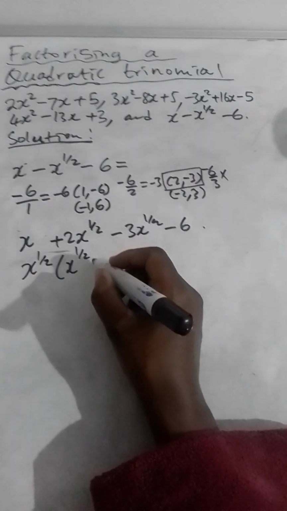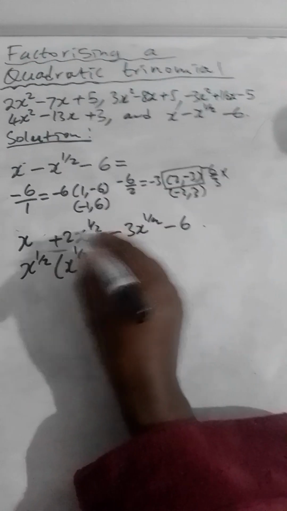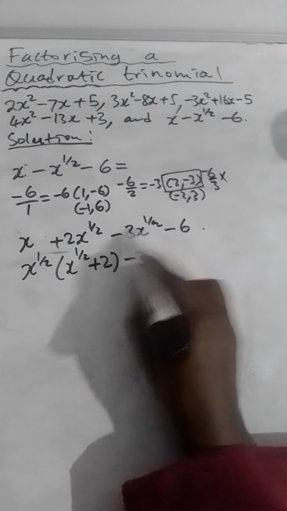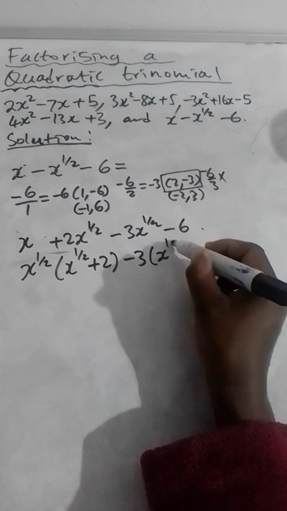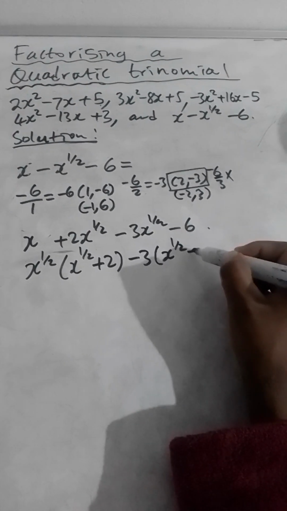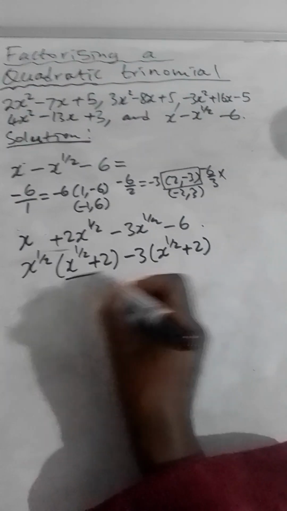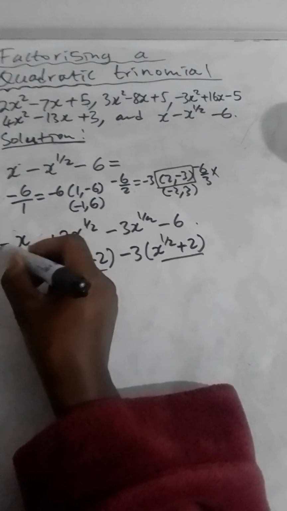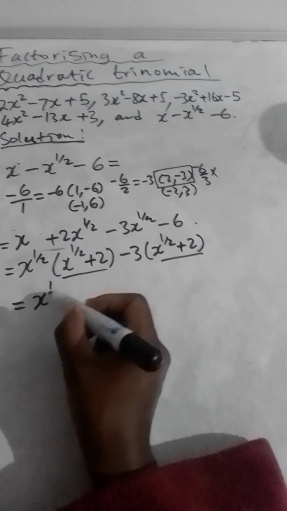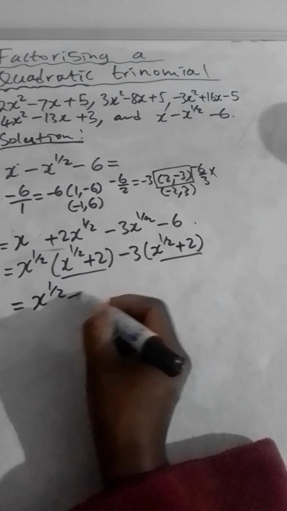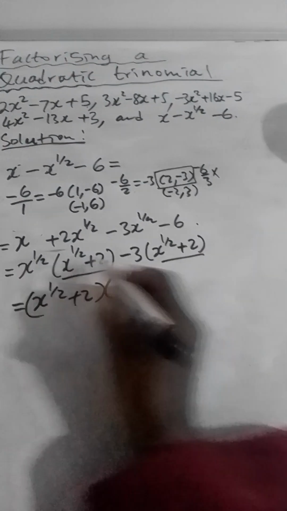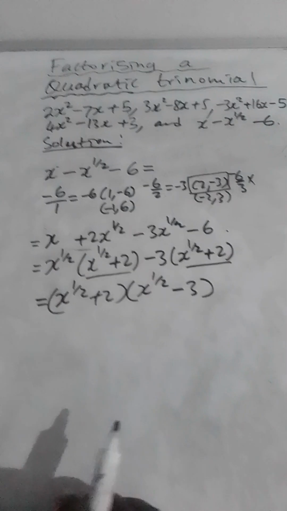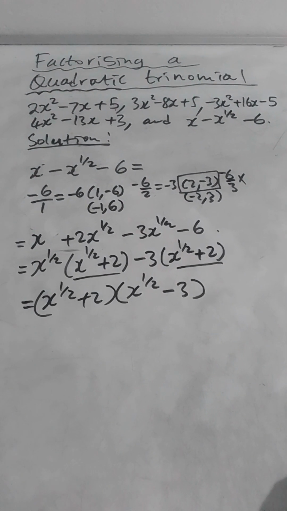x to the half into x to the half. Here we're going to be left with the 2. Then we take out negative 3 because it's a common factor there. We're left with x to the half plus 2. And now we have a common binomial factor again. This gives us x to the half plus 2. If you take it out, here you're left with x to the half minus 3. So that is how you can do it if you are following the method we just did.